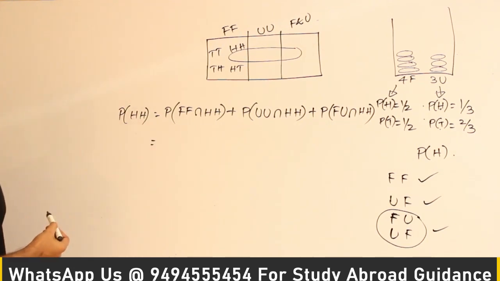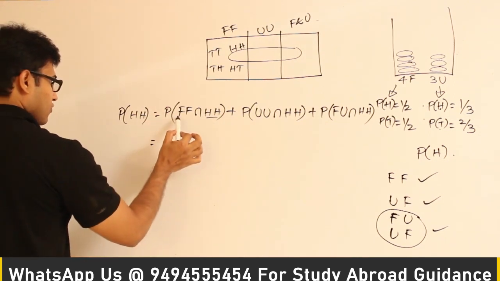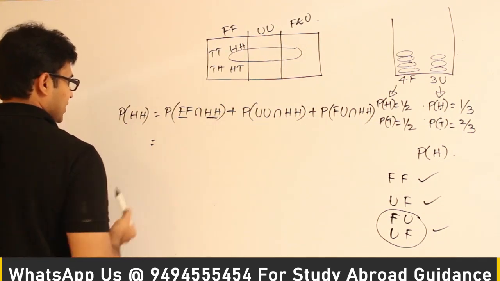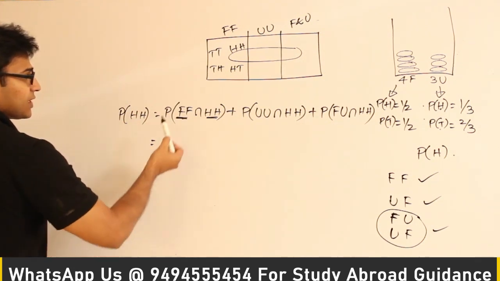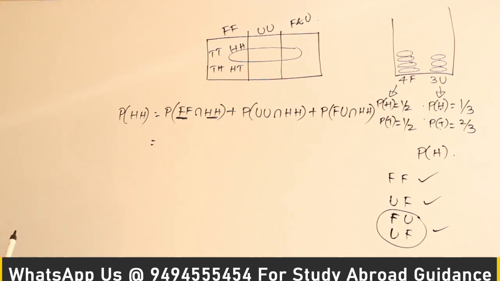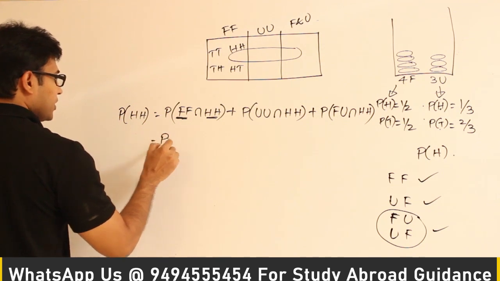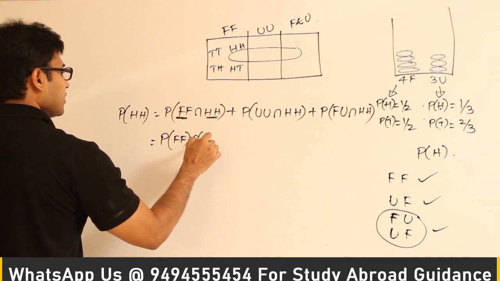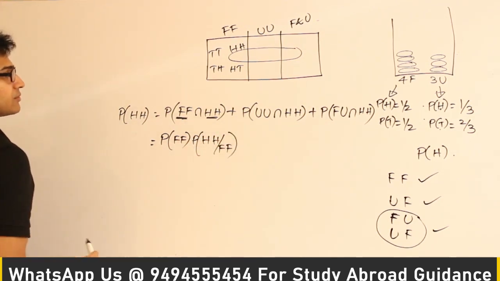Now see this. The probability of getting two heads actually depends on what type of coins they are. Therefore just observe the terminology. The probability of getting two heads actually depends on what kind of coins they were, which means they are dependent events, not independent events. Got it? So it is going to be the probability of getting two fair coins times the probability of getting two heads given that both the coins are fair, right?